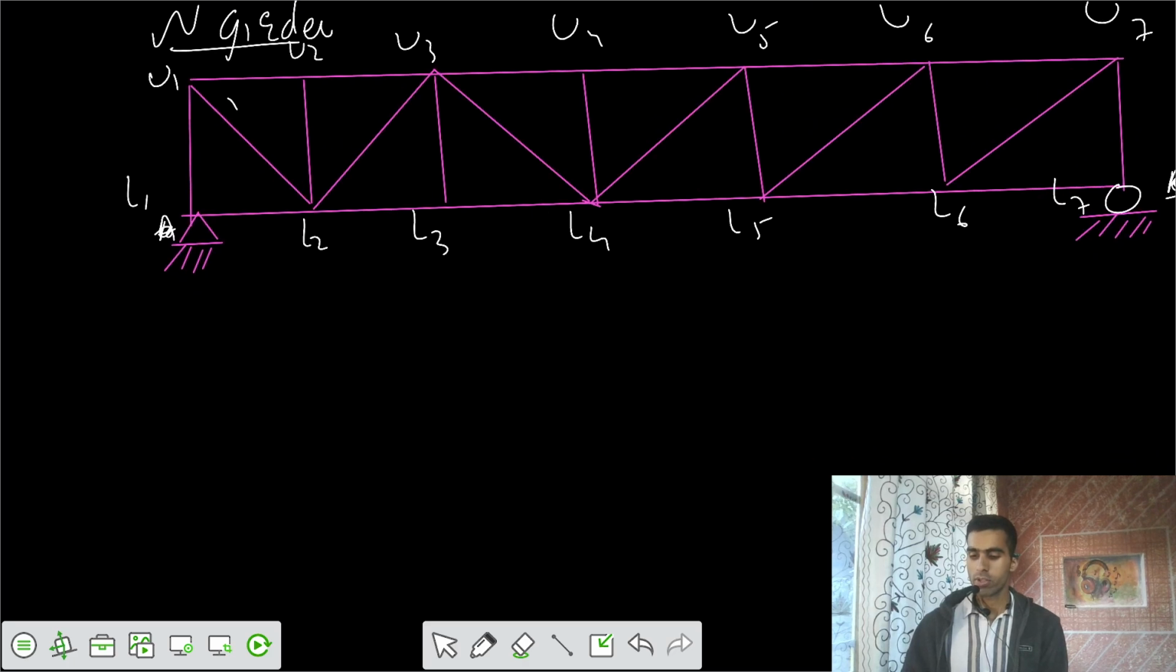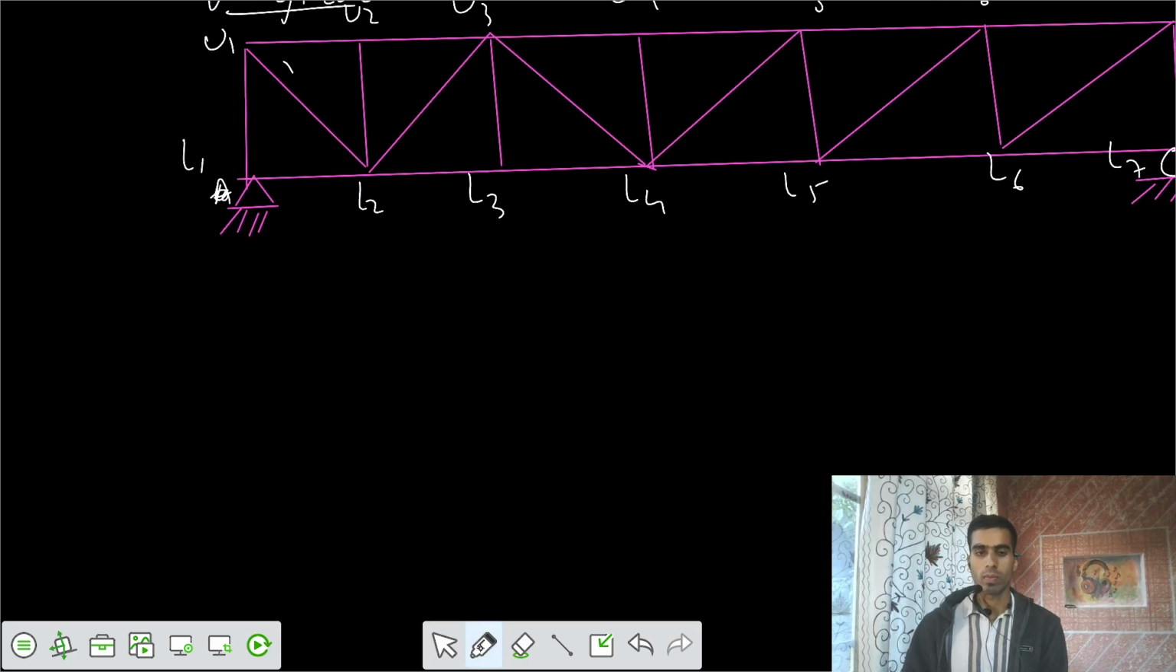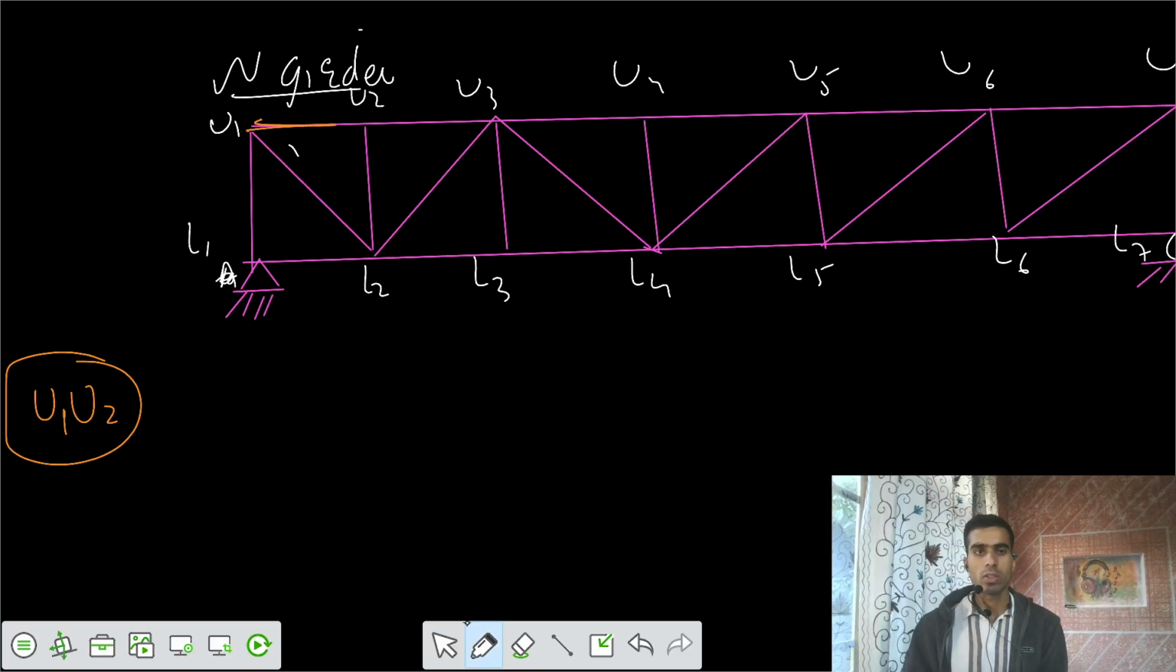We need to get the ILD for different members. Let's take the first one, that's U1, U2, the upper chord member. I would say this is the top member, and the top member has an ILD of negative. After that, I would say what is the triangle we have? This is our triangle.